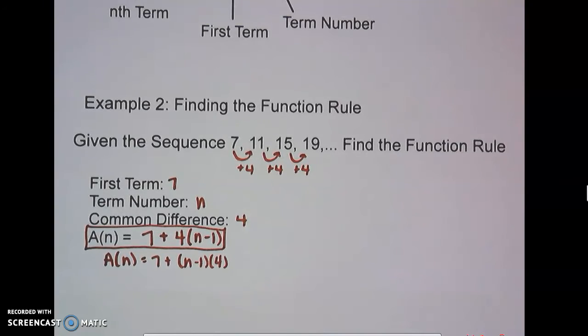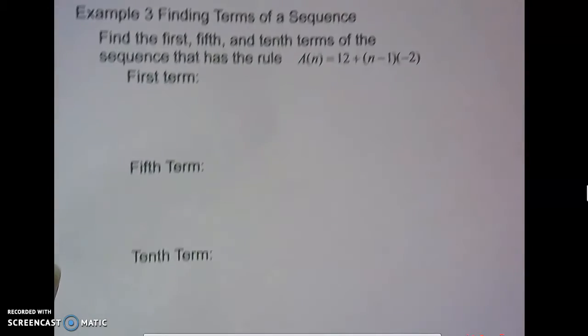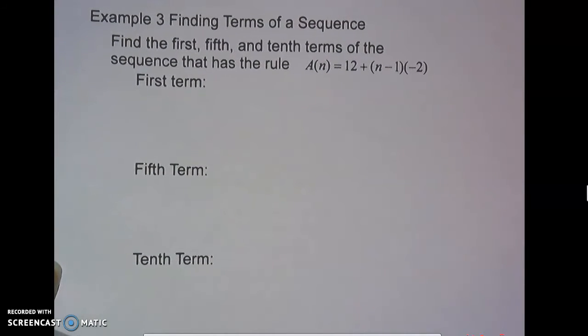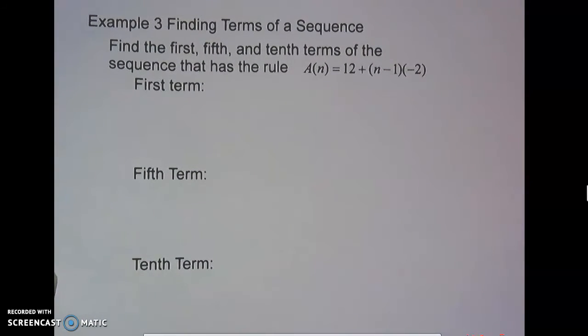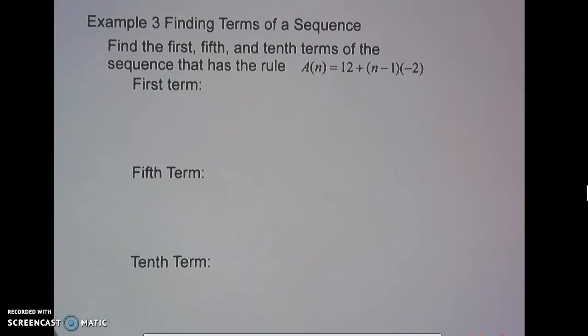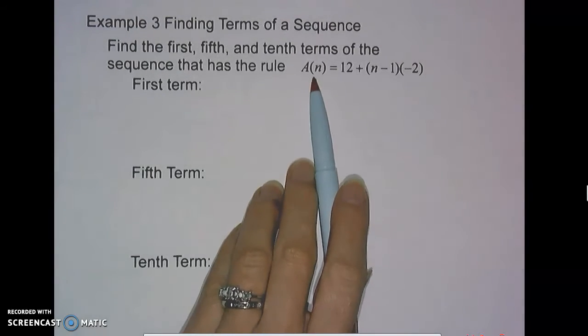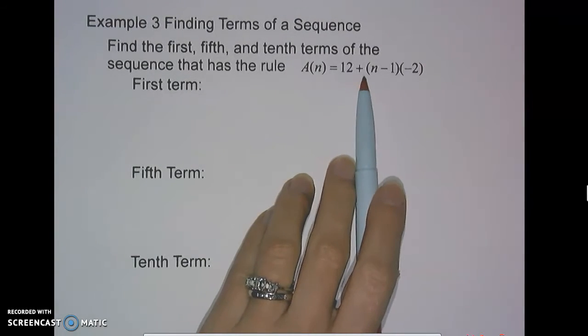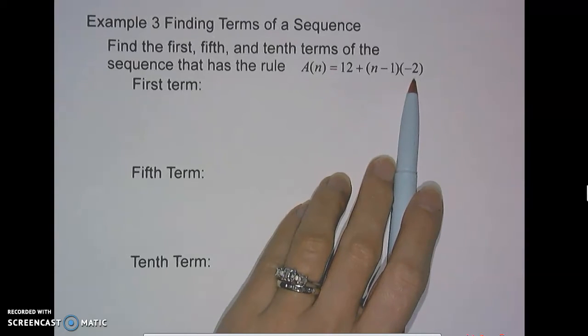All right, let's take this one step further, where we are going to find particular terms of a sequence. Okay, so we're given this sequence, and we're going to find the first, fifth, and 10th terms. And it's not always going to be the first, fifth, and 10th terms. It's going to depend on the question and what they're asking you. Okay, but we have this function rule, a of n equals 12 plus n minus 1 times a negative 2.